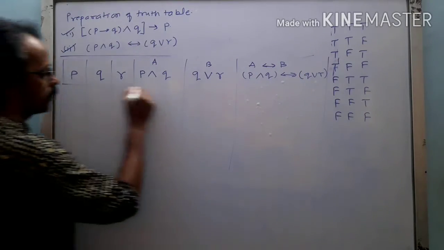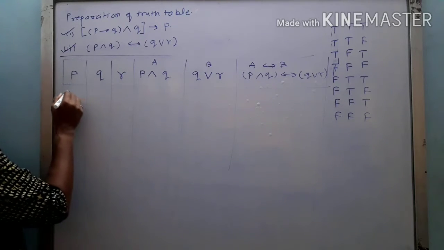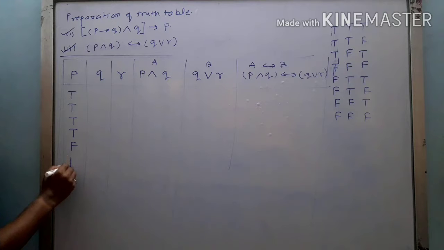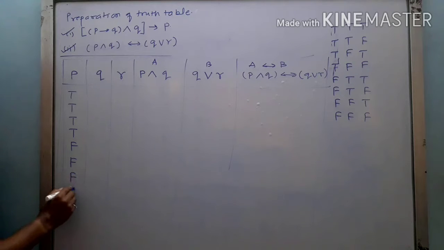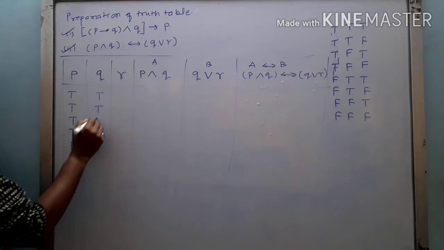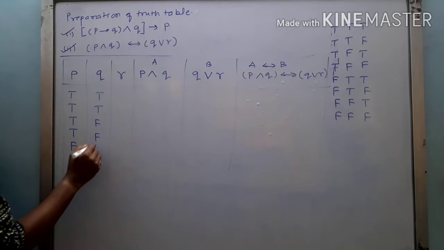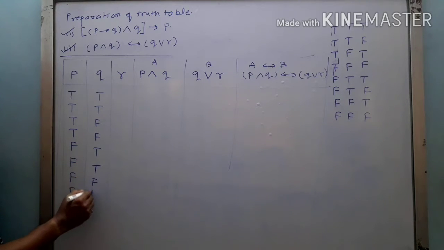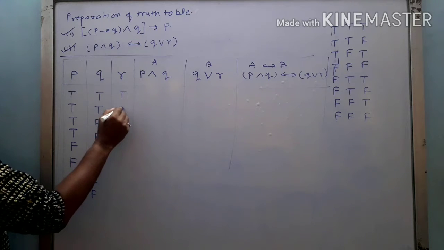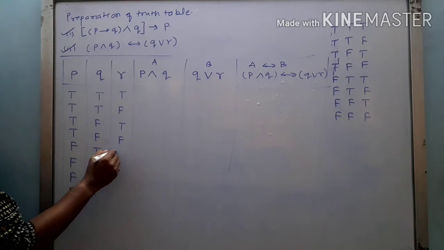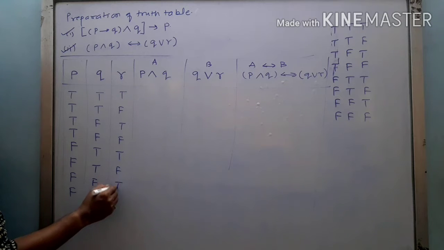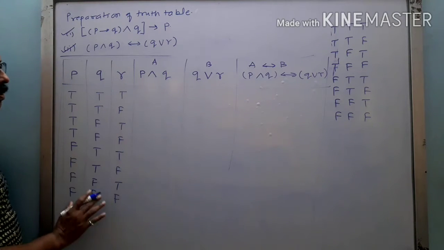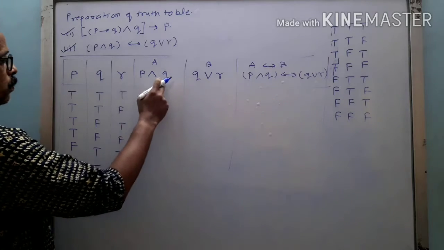Now what will we write down first? First we'll write down 4T, then 4F, then 2T, 2F, and then single values: 1T, 1F, 1T, 1F, 1T, 1F, 1T, 1F. Okay, here the first part is clear. Now next is P and Q.